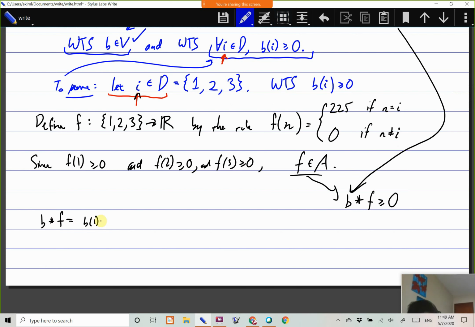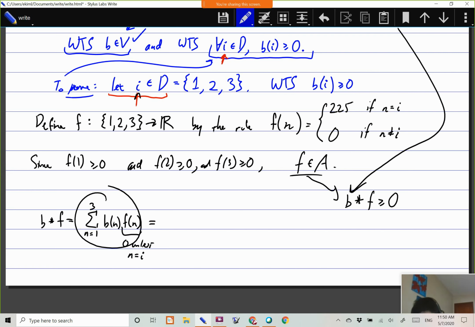B star F is b of 1. So let's just write it this way. I'm going to actually use the sigma notation. It'll actually help us out. It's the sum n going from 1, I couldn't use an I because I is fixed, the sum n going from 1 to 3 of b of n times f of n. Now here's the thing. F of n is 0 most of the time. It's 0 unless n is equal to I.